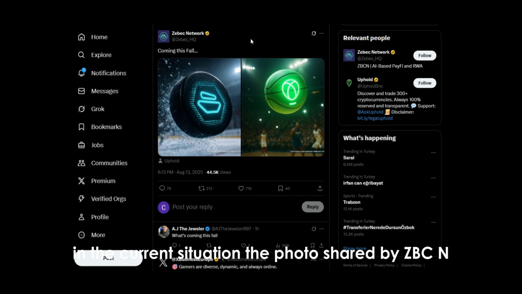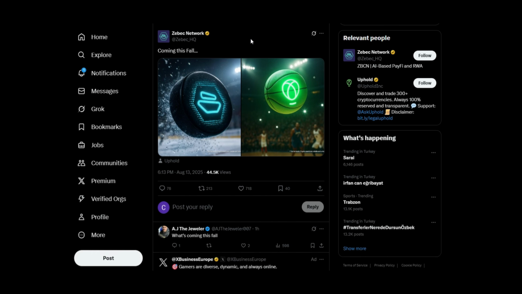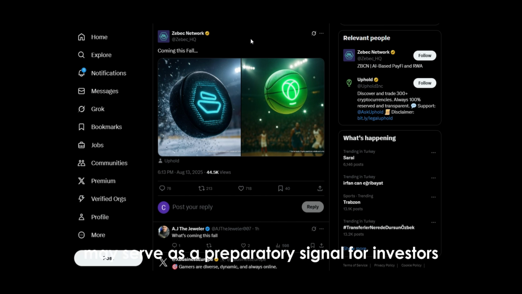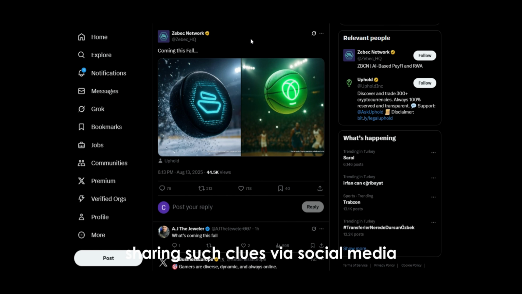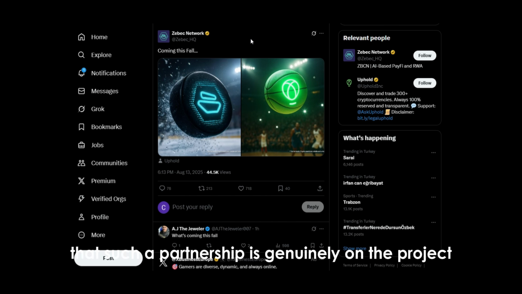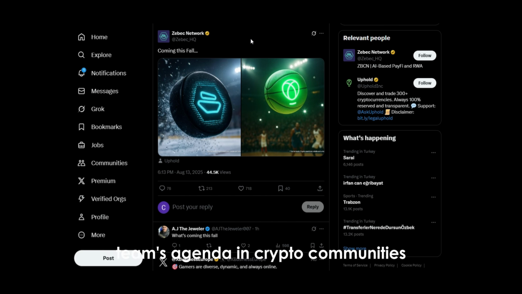In the current situation, the photo shared by Zbcn may serve as a preparatory signal for investors. Even if no official announcement has been made yet, sharing such clues via social media shows that such a partnership is genuinely on the project team's agenda. In crypto communities, these kinds of posts spread quickly, becoming topics of discussion on forums, Telegram groups, and Twitter.